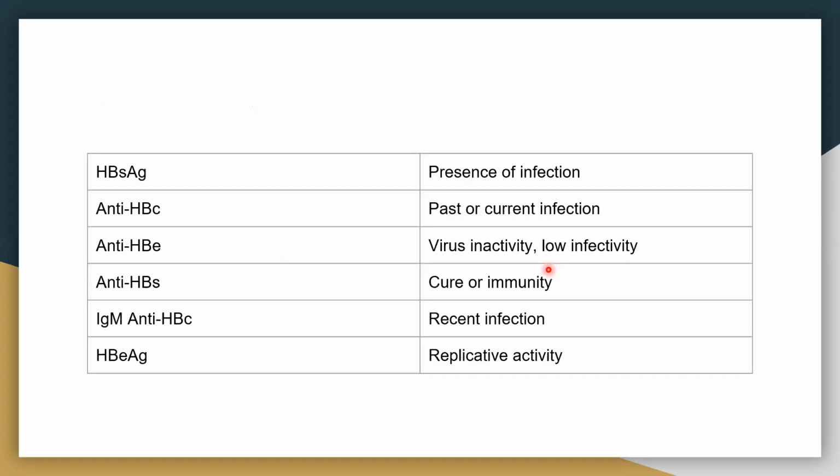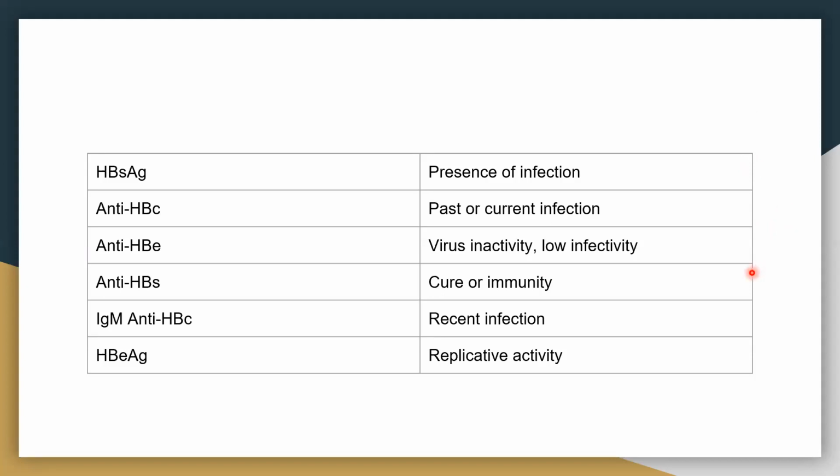HBeAg. So what do the values in our case mean? HBsAg indicates presence of infection. Anti-HBc indicates past or current infection. Anti-HBe indicates virus inactivity and low infectivity of the host. So those were the values that were positive in our case.